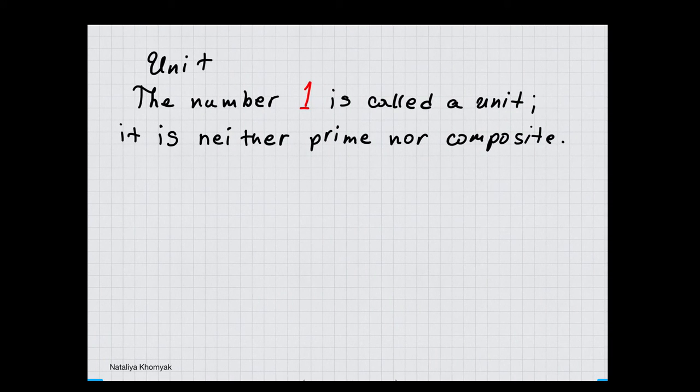A unit. The number 1 is called the unit. It's neither prime nor composite because 1 has only one factor, which is 1. Just like 0 has an infinite amount of factors. 0 times 6 is a 0, 0 times 13 is a 0. And that's all.